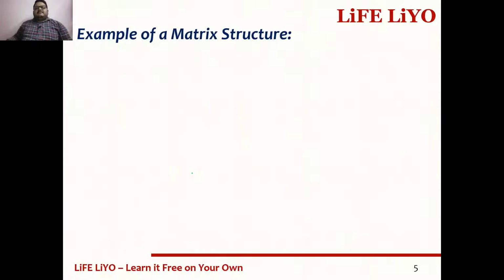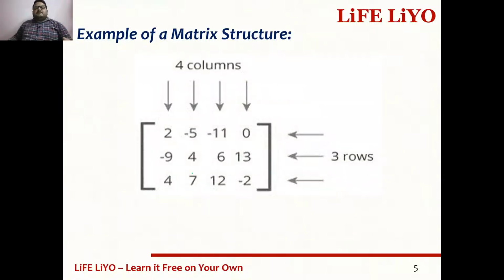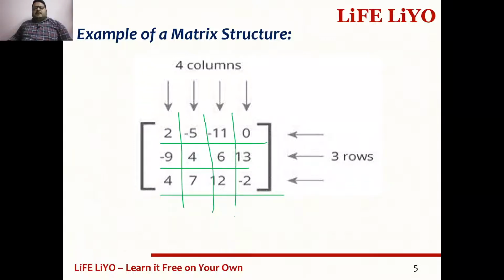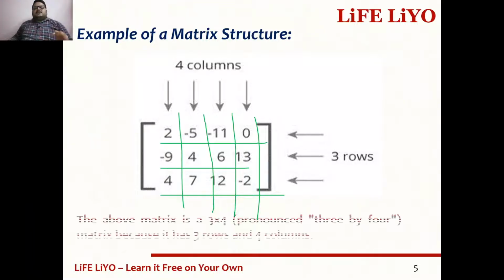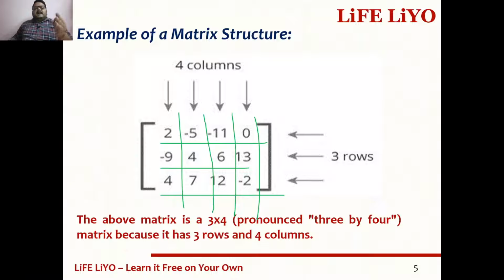Example of a matrix structure. Let us consider an example. This matrix consists of row 1, row 2, row 3. That means 3 rows, and column 1, column 2, column 3 and column 4. That means 4 columns. That's why it is called a matrix of 3 by 4. That means 3 rows and 4 columns.